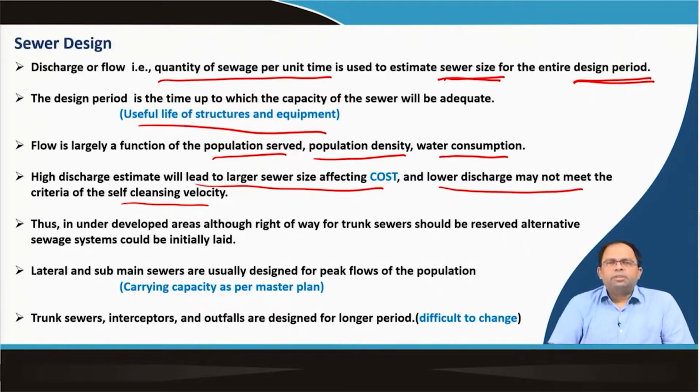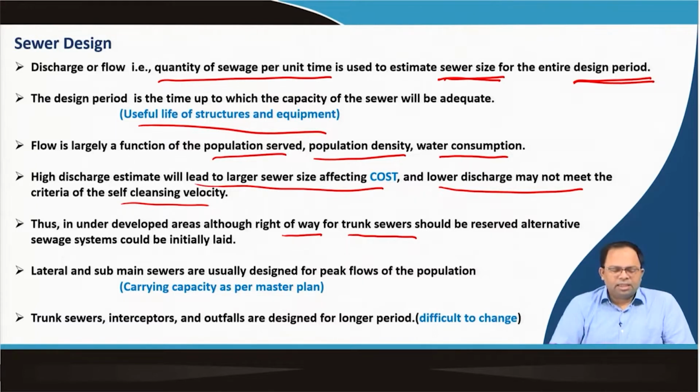So, sometimes in underdeveloped areas, as we have discussed in the previous lectures, even though we will reserve the right of way or reserve spaces to lay down our trunk sewers, that means we should have utility corridors along the roads, under which the trunk sewers can pass, or just below the street network also trunk sewers can pass. We should reserve spaces for that, but we should consider alternative sewage systems such as decentralized or on-site systems in case the flow is very, very little.